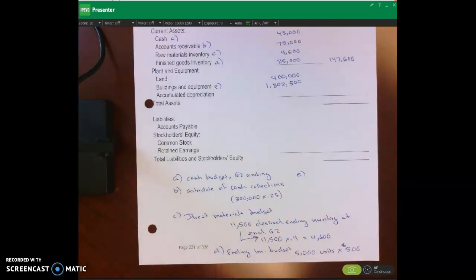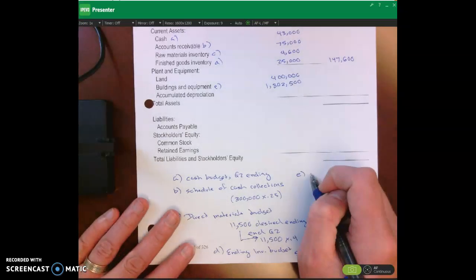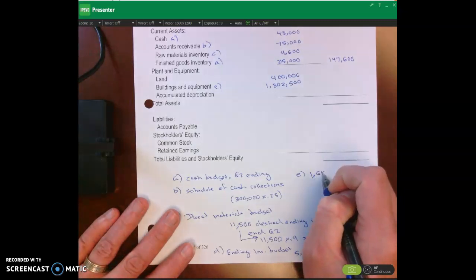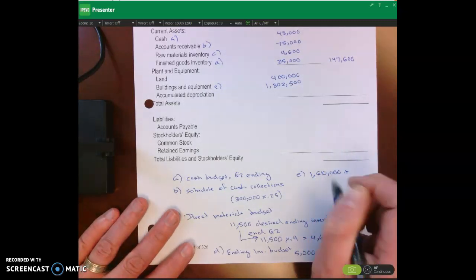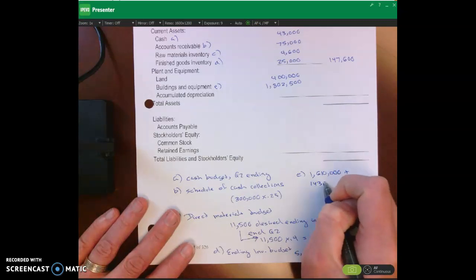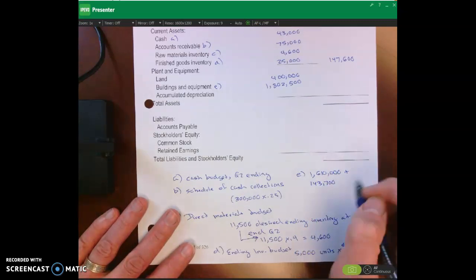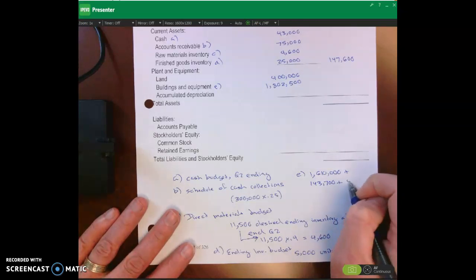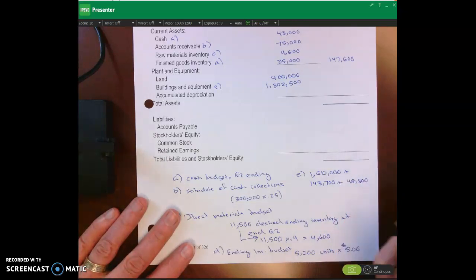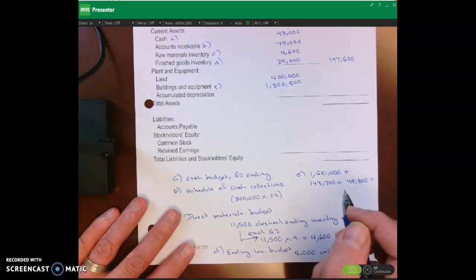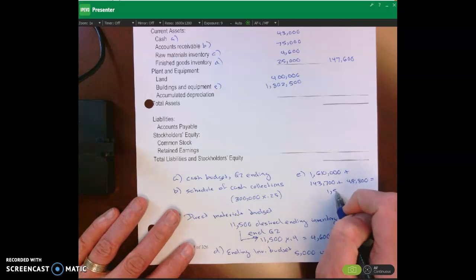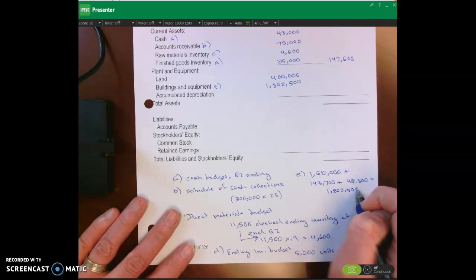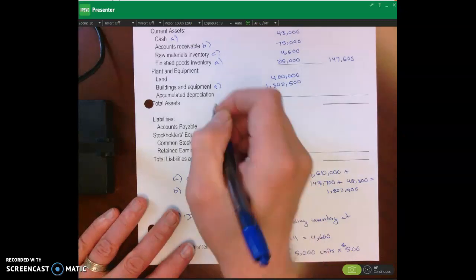Remember, in the cash budget, we did purchase some equipment in May, $143,700, and then also in June of $48,800. So what I do is I take my $1,610,000 plus my $143,700, which is my equipment purchases in May from the cash budget, plus my $48,800, which were my equipment purchases in June, and I add up all those, and that gives me $1,802,500. And that's where I got that from.